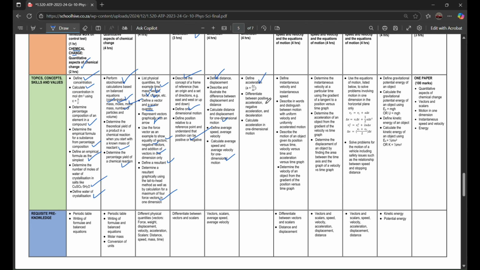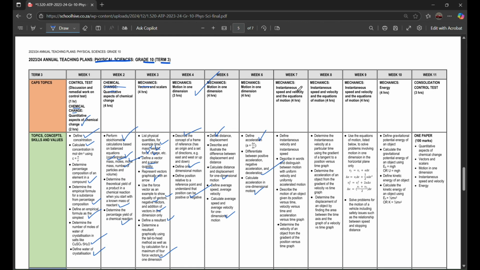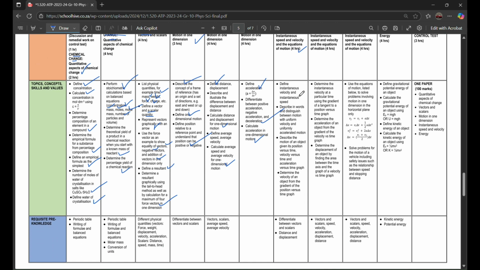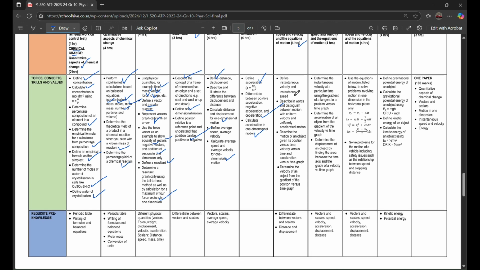Differentiate between positive acceleration, negative acceleration, and deceleration. Calculate acceleration in one-dimensional motion. Within week 7, we look into the mechanics, the speed and velocity and the equations of motion. Define instantaneous velocity and instantaneous speed. Describe in words and distinguish between motion with uniform velocity and uniformly accelerated motion.